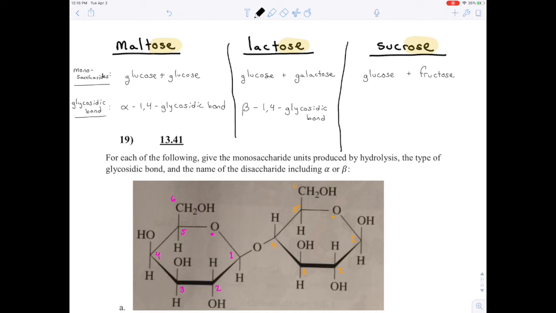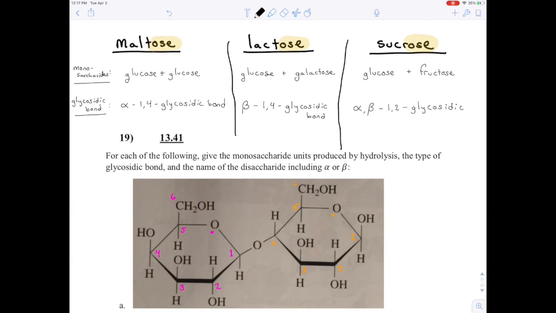The type of glycosidic bond is alpha beta 1,2 glycosidic bond. We'll talk about that a little bit more when we see sucrose in a problem, and it'll illustrate what all of that means. But for right now, you should know that these are the facts. You want to know 3 disaccharides, maltose, lactose, and sucrose, and you want to know 2 things about them: the monosaccharides that make them up, and the glycosidic bond that connects the 2 monosaccharides.